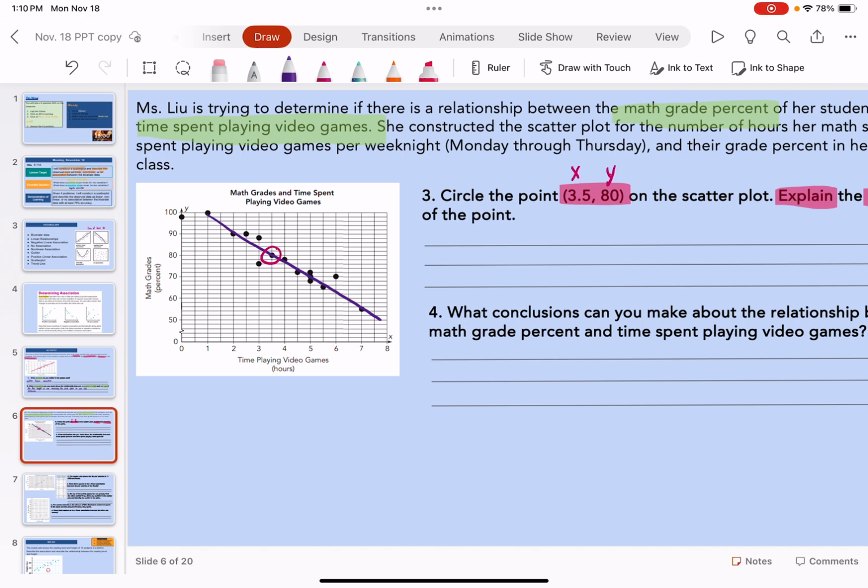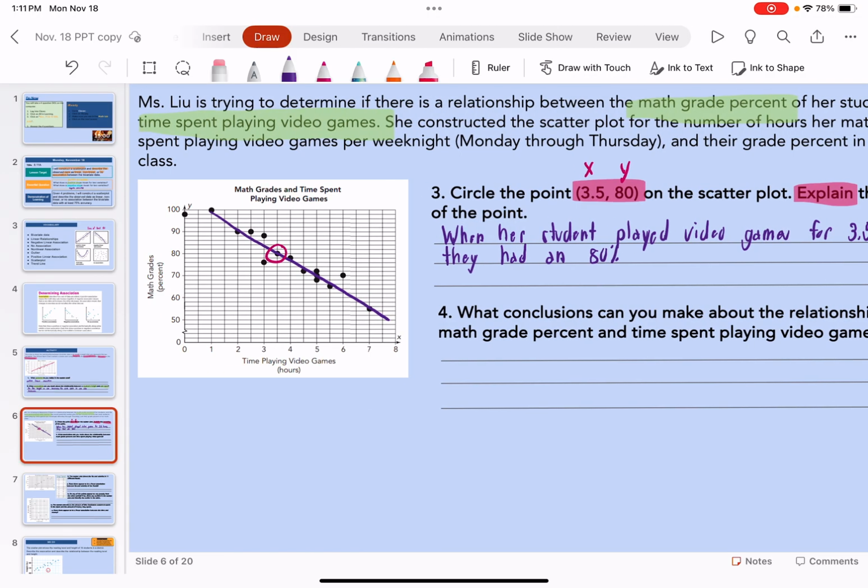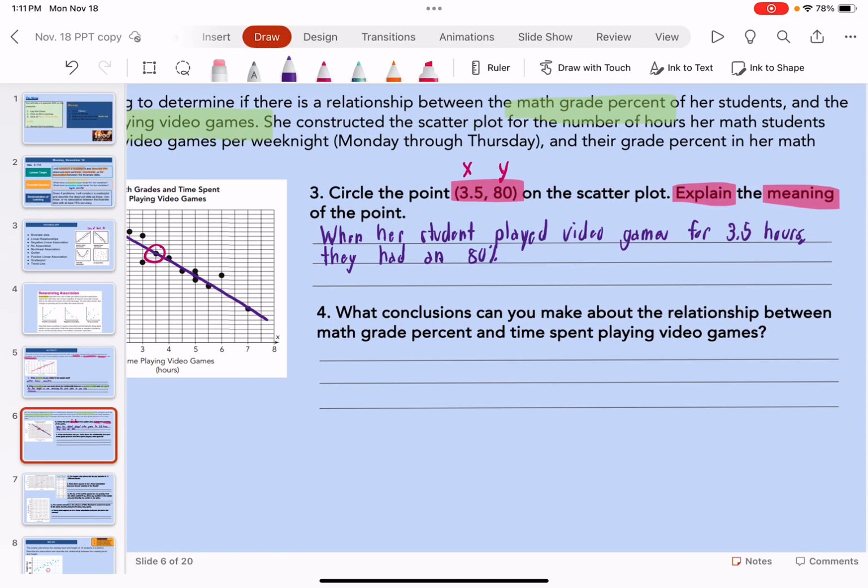So when her student played video games for 3.5 hours, they had an 80%, because again, 80 represents the math grade, 80% as their math grade.